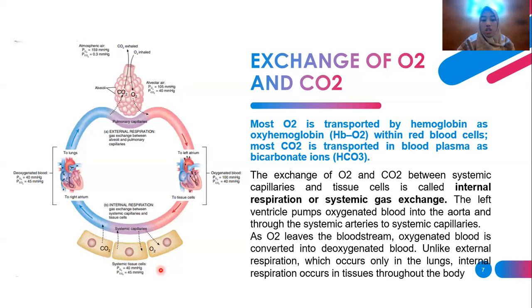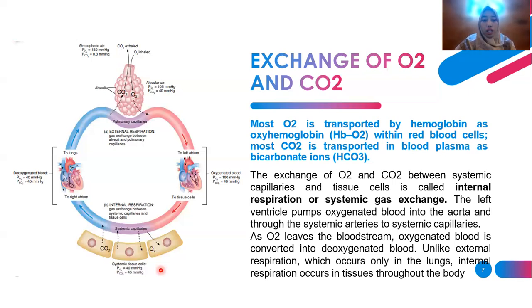External respiration or pulmonary gas exchange is the exchange of gases between alveoli and pulmonary blood capillaries. It depends on partial pressure differences, a large surface area for gas exchange, a small diffusion distance across the respiratory membrane, and the rate of airflow into and out of the lungs. Internal respiration or systemic gas exchange is the exchange of gases between systemic blood capillaries and tissue cells.